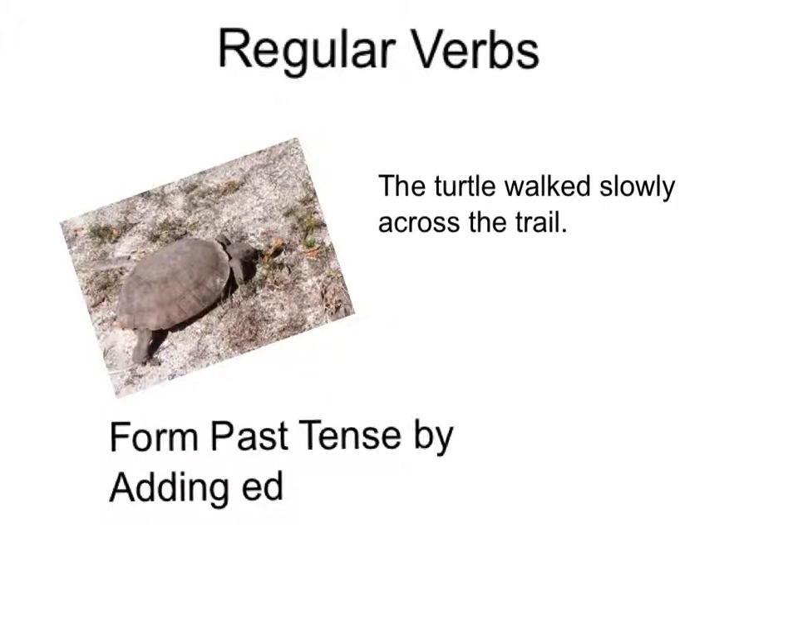Let's talk a little bit about regular and irregular verbs. In English, we have different tenses, and the tenses are formed in different ways. So we're going to start out with a very simple example here. Regular verbs form their past tense by adding ed.